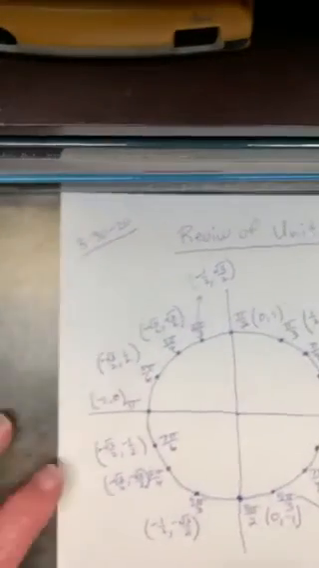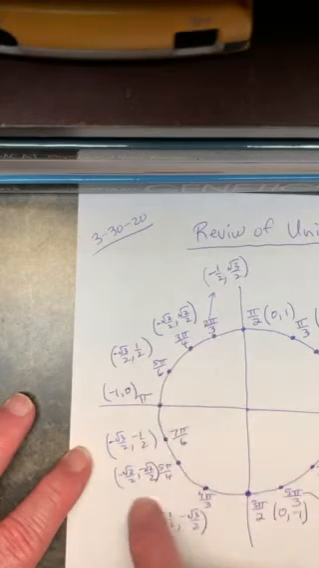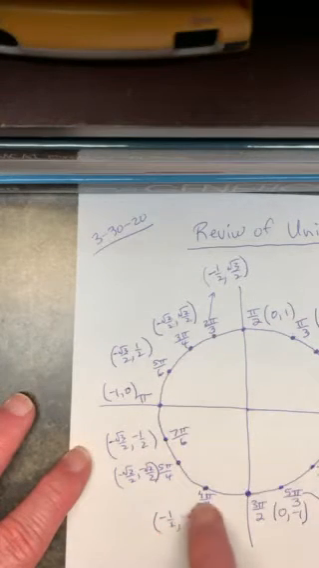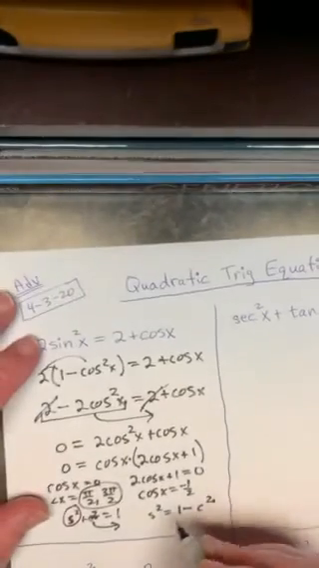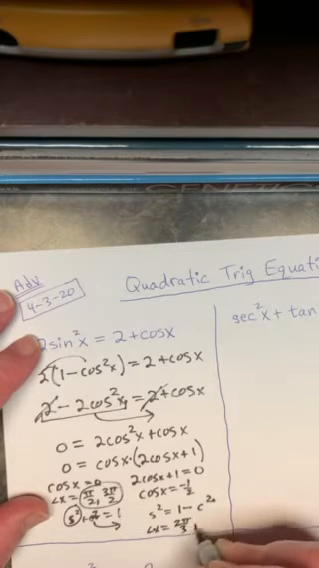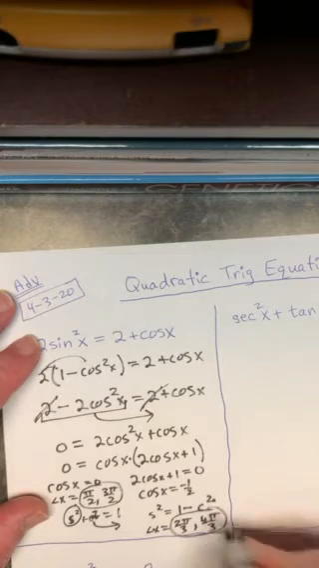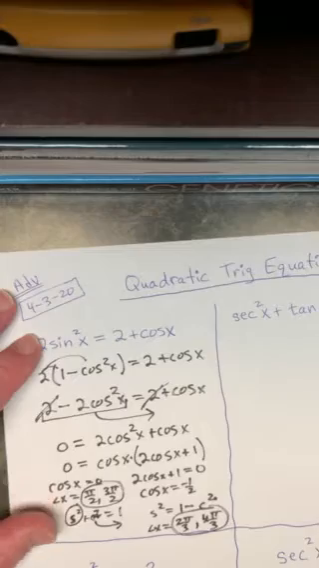I take a look and I notice that occurs at 2 pi over 3 and again right here at 4 pi over 3. So the other answers, I'll put them down here, are 2 pi over 3 and 4 pi over 3, and we did it. Okay, that was a tough one.